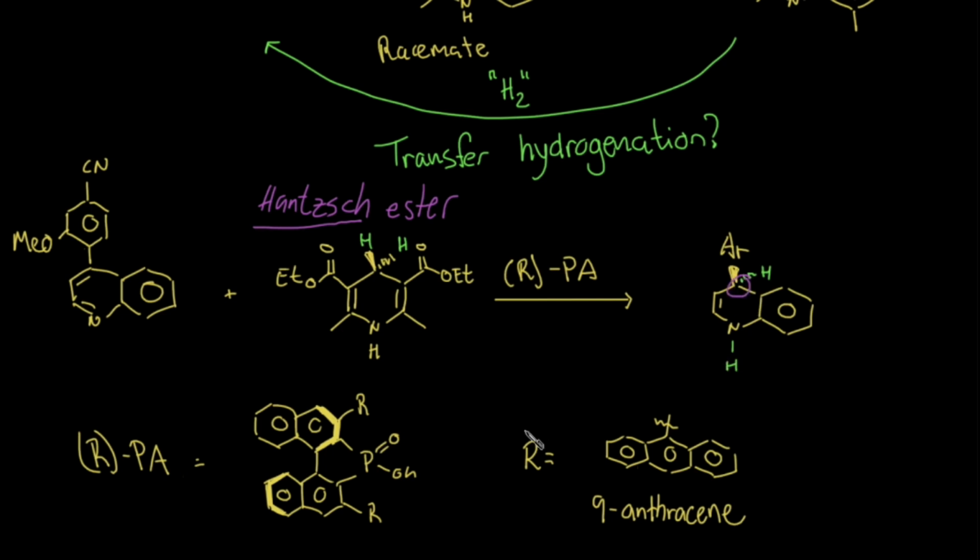And the way this works, I'll take you through it because this is a lot to take in, of course, is that they have various phosphoric acid catalysts with different R groups. And they figure out that when they use these 9-anthracenyl groups, they actually get a higher degree of selectivity. So just imagine anthracene groups here. That is our catalyst, the Hansch ester you have here. And then we have our starting material.